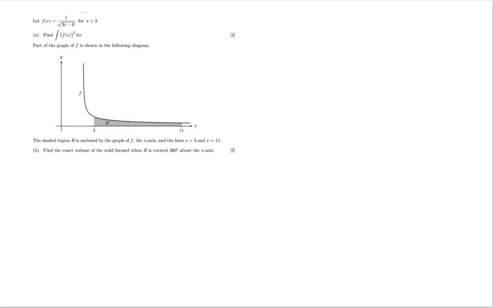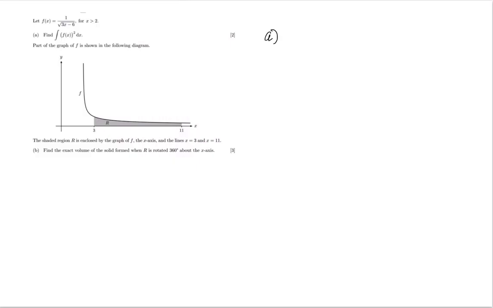Part of the graph of f is shown in the diagram. The shaded region R is enclosed by the graph of f, the x-axis, and the lines x equals 3 and x equals 11. For part B, find the exact volume of the solid formed when R is rotated 360 degrees around the x-axis. So let's get started.